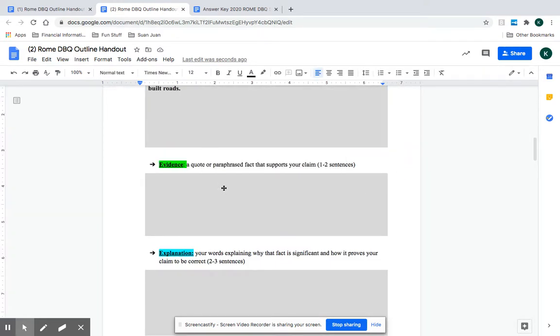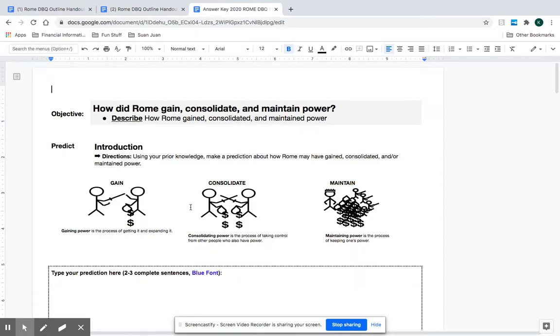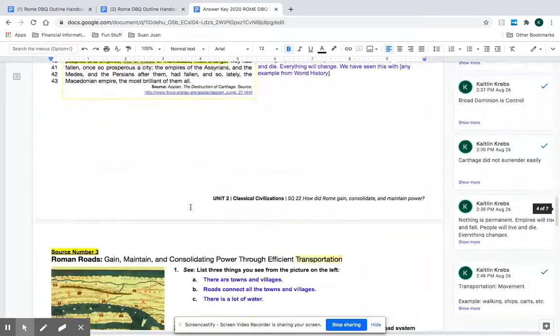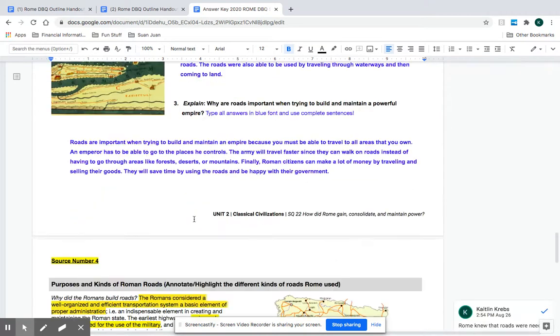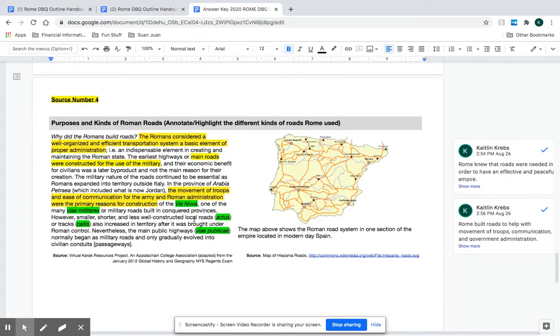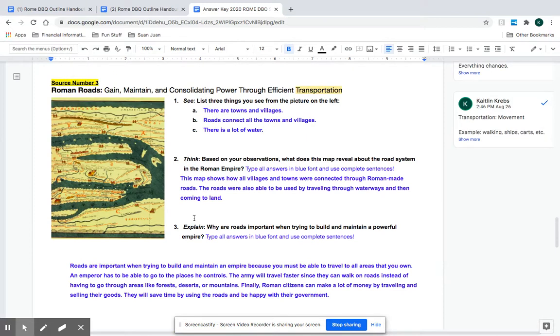Now I need my evidence, a quote or a paraphrased fact that is going to support my claim. My evidence is going to come from my DBQ packet. If I go down to source number 3, I have roads. And source number 4, I also have information on roads. So let's look at source number 3.